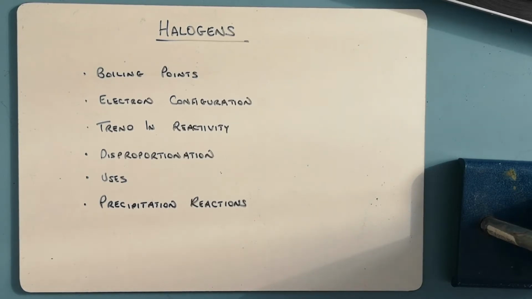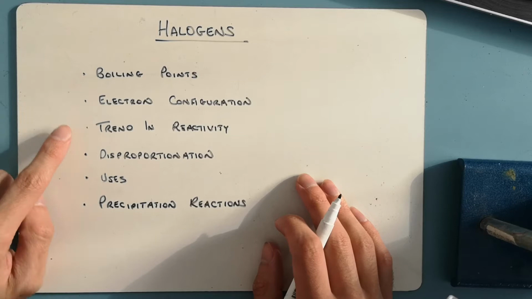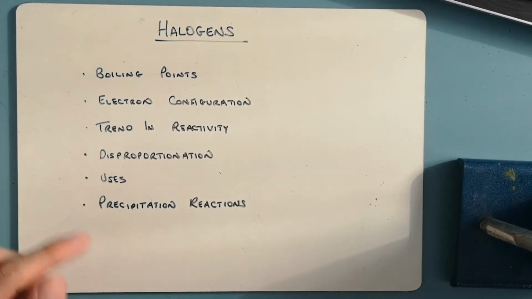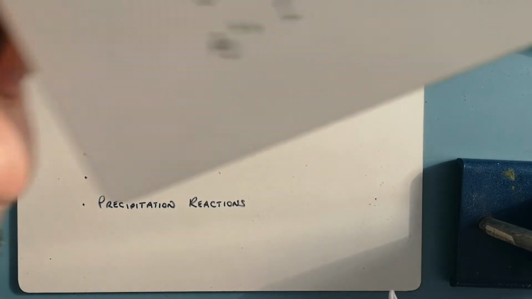Hi, this video is going to look at halogens from the OCR A-level specification for chemistry. So in this we're going to look at boiling points of the halogens, electron configuration, trends in reactivity, disproportionation reactions, use of chlorine and precipitation reactions.